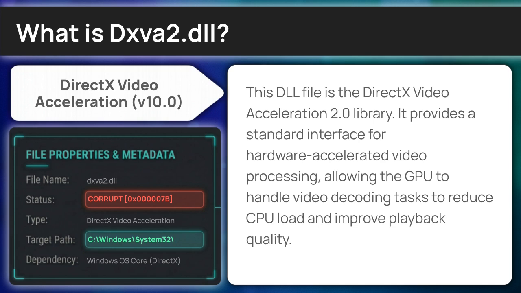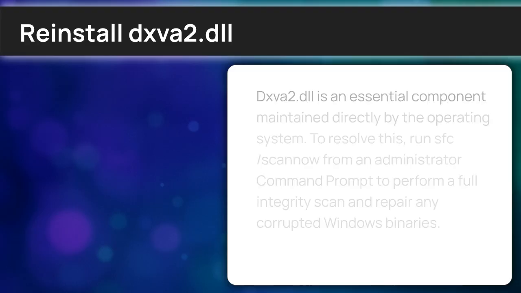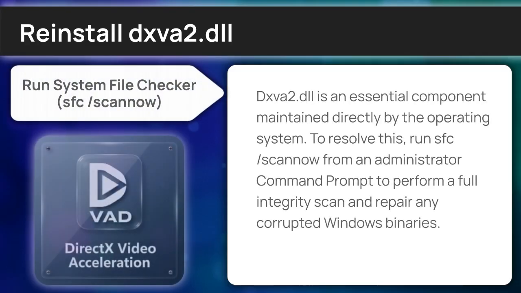Knowing the file's purpose is helpful, but now we need to physically restore it. This error points toward a deeper conflict within the Windows system binaries. I recommend running sfc /scannow now from an administrator command prompt to verify the integrity of protected files like the Dxva2 module DLL and restore stability.